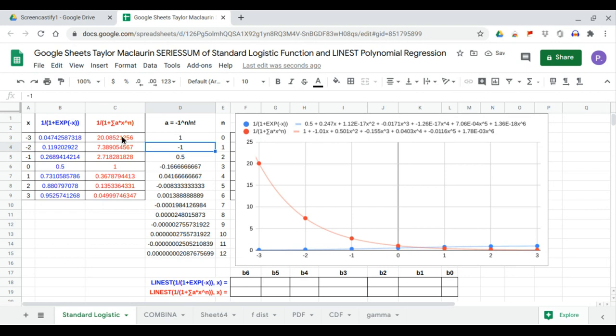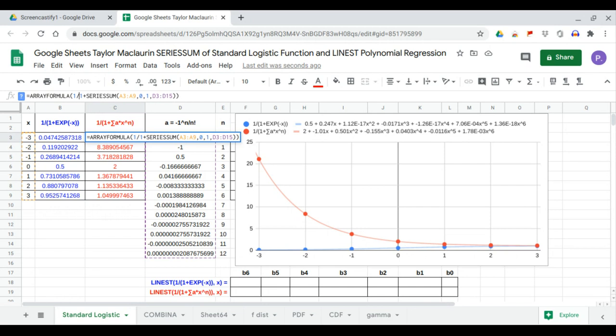Now we're getting close. Now we will make changes to our Taylor-Maclaurin series sum. So this is 1 plus the summation, 1 plus the summation, the series sum. Next, this is the denominator, so we add in the numerator. So 1 over 1 plus the series sum.